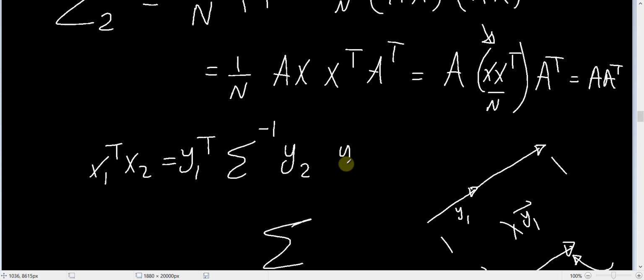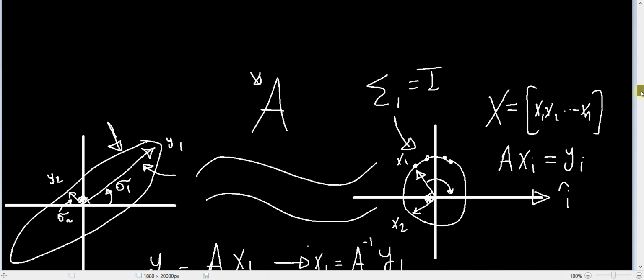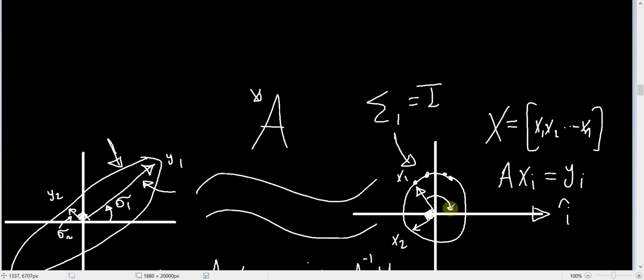So actually this is equal to Y1 transposed multiplied by 1 over lambda 2, where lambda 2 is the eigenvalue of the original matrix sigma, multiplied by Y2, and this is equal to 1 over lambda 2 Y1 transposed Y2, and this is clearly equal to 0 since Y1 and Y2 are perpendicular to each other. So I have proven the fact that if Y1 and Y2 are eigenvectors of the covariance matrix, then Y1 transposed Y2 will certainly be equal to 0, and so X1 and X2 will be perpendicular to each other as desired.